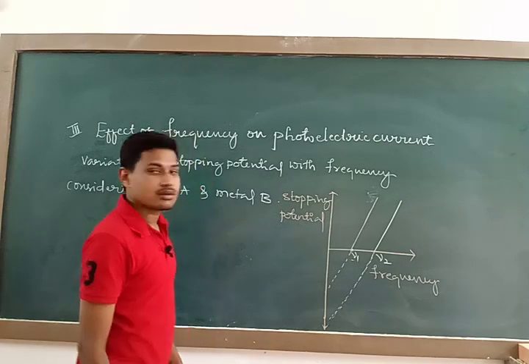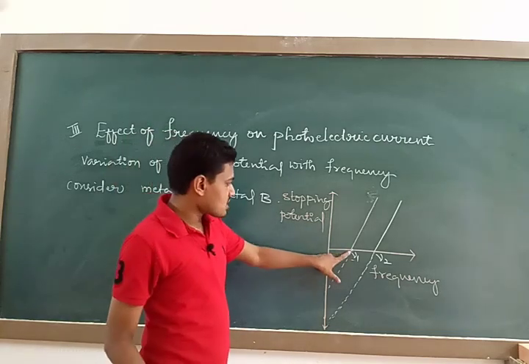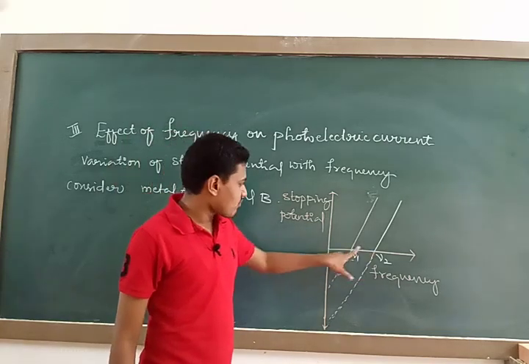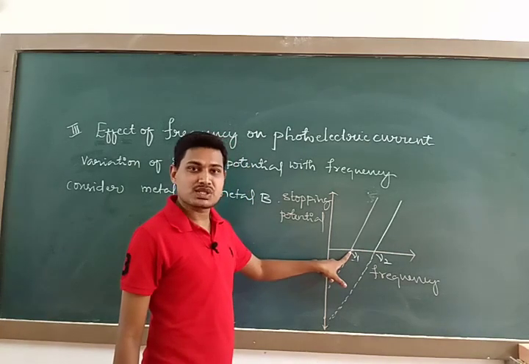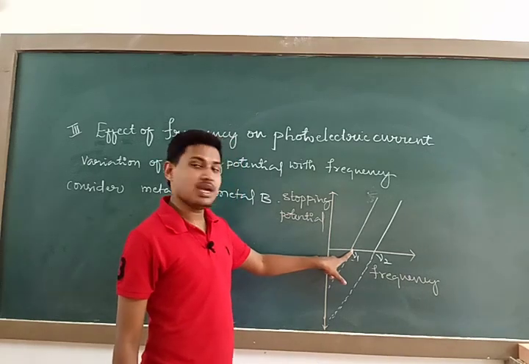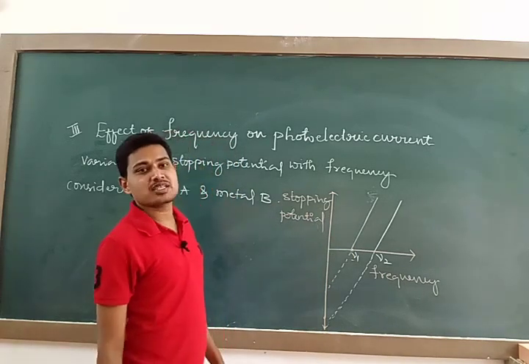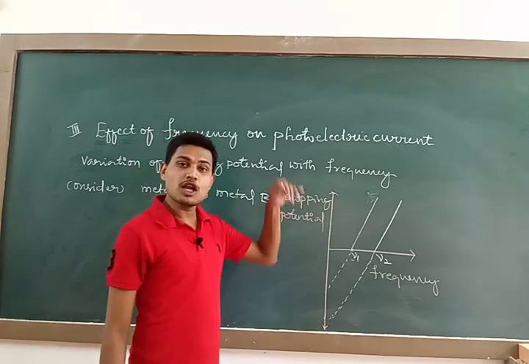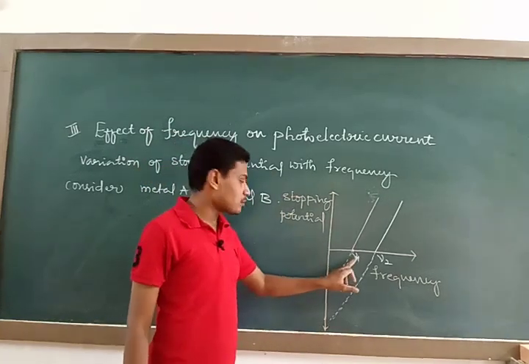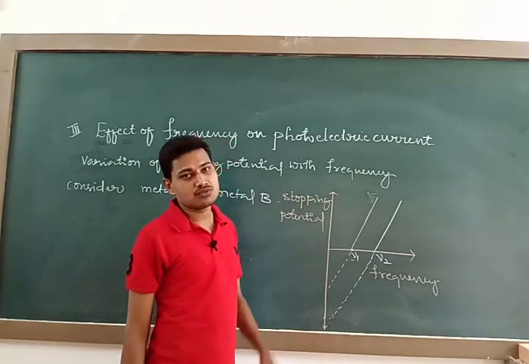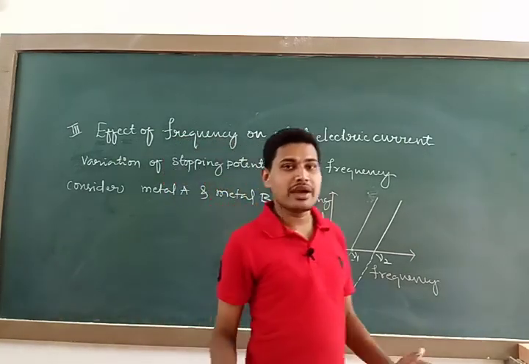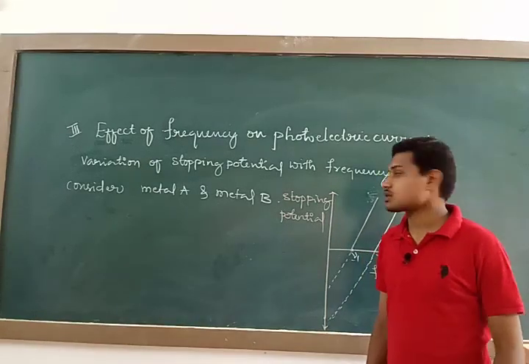Next conclusion: for every metal surface, there exists a certain particular value of frequency, and only at that frequency will emission of electrons take place. Suppose I illuminate with a radiation of lesser frequency than that particular frequency, there is no emission of electrons, hence there is no photoelectric effect.